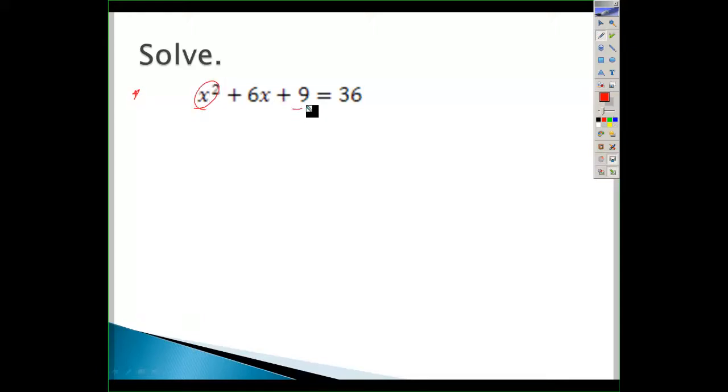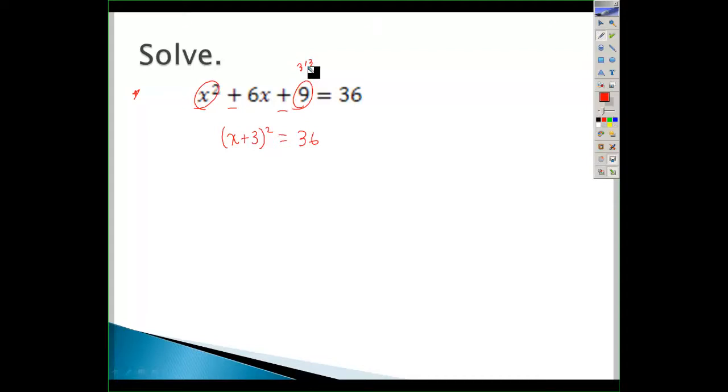So this should be a perfect square, and this should be a perfect square. And together, since it's a plus plus, it's going to make (x + 3) quantity squared equals 36. Okay, and if you're not convinced, 3 times 3 is 9, 3 plus 3 is 6. That's going to be (x + 3)(x + 3). Together, it makes (x + 3) quantity squared.